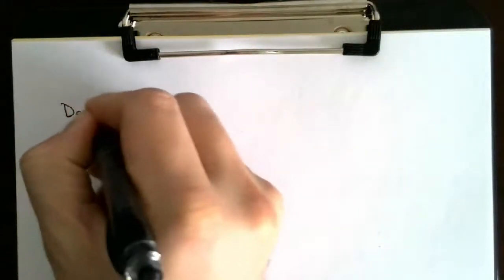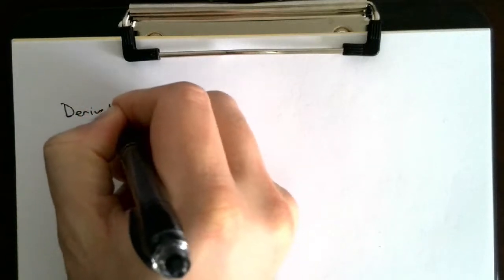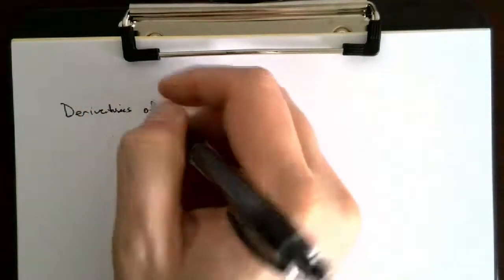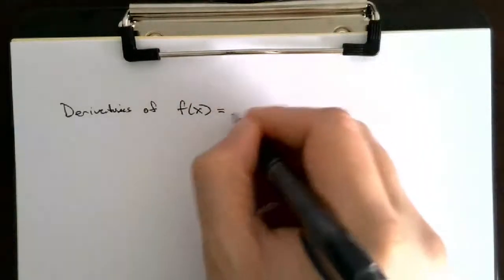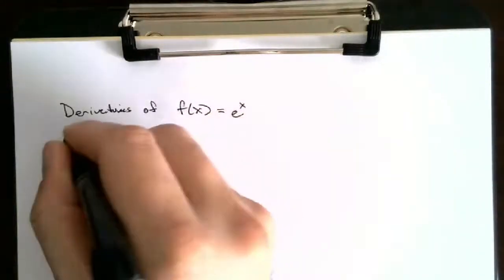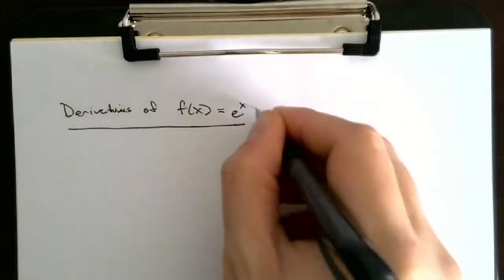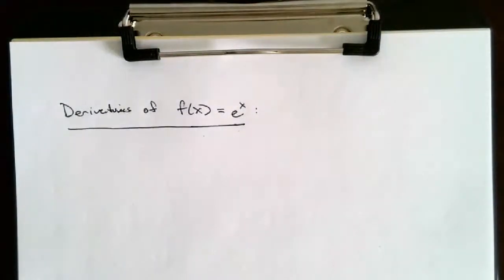This is a video on derivatives of the exponential function e to the x. And when we take derivatives, a lot of them are all based off of the limit of the difference quotient for the function. We're not going to show why this is true, but that's where this comes from.